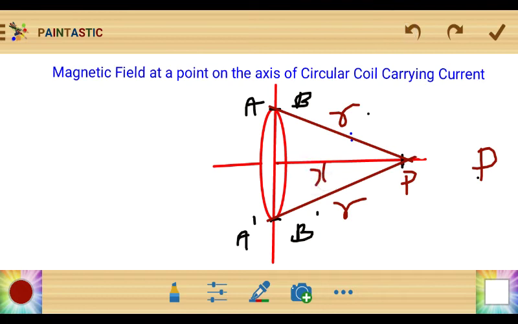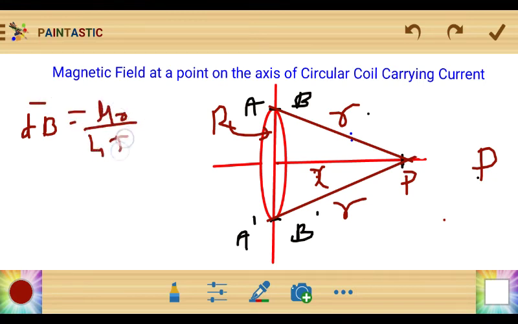Just remember x. And the radius of the circle is capital R. Now first, from current element AB, the magnetic field at point P, according to Biot-Savart, dB is equal to, you remember, mu 0 upon 4 pi, I dl upon small r squared, because point P is r distance away from current element AB.